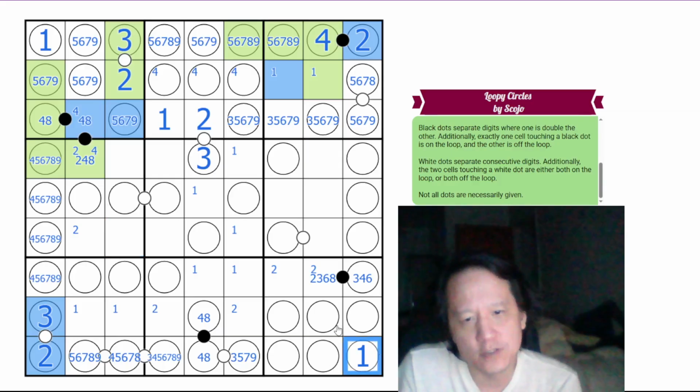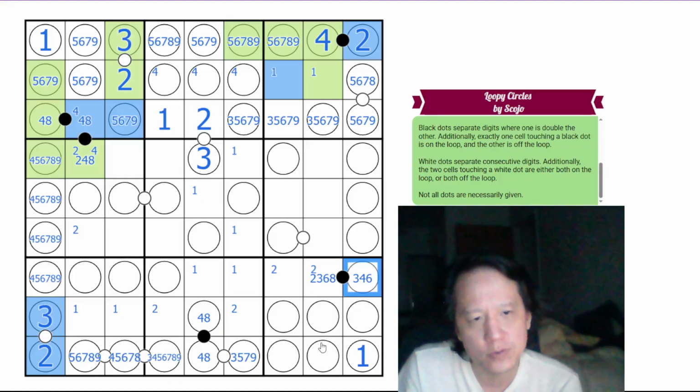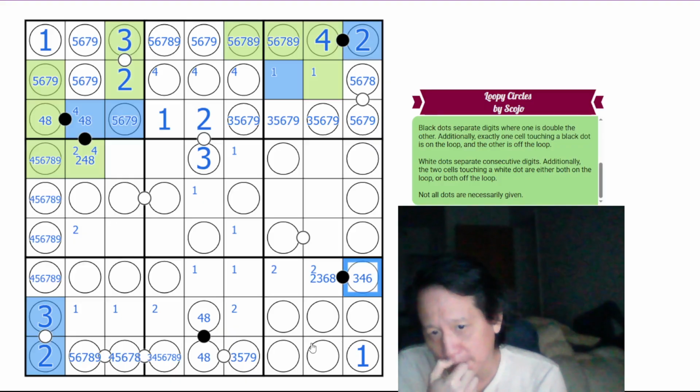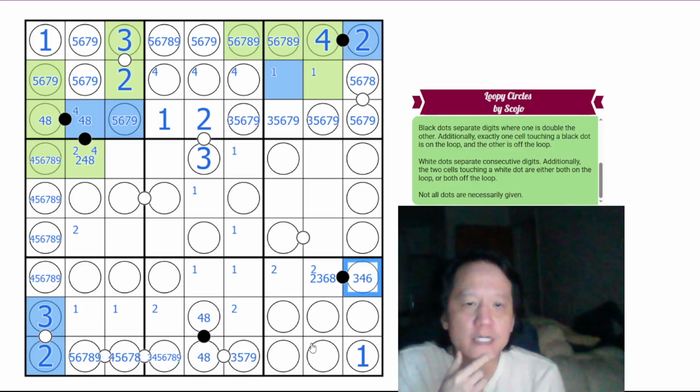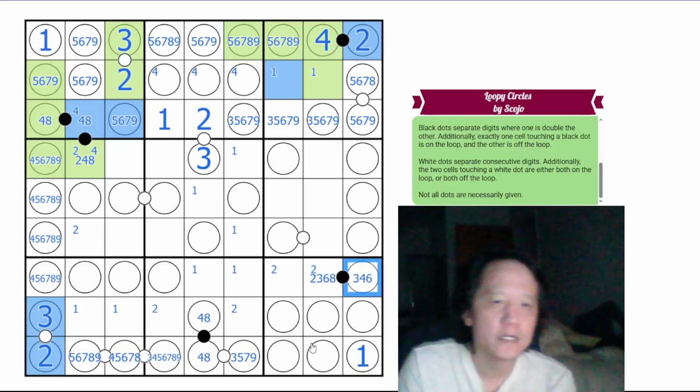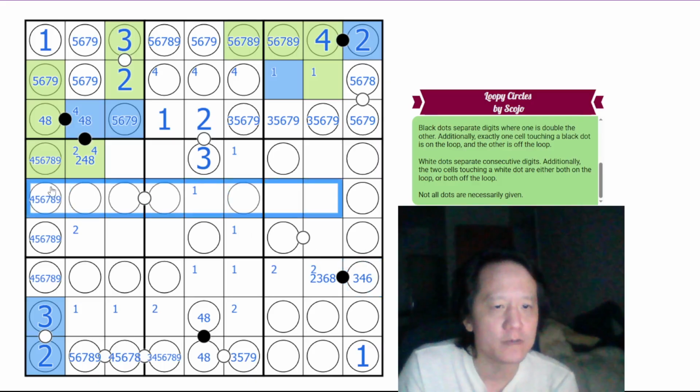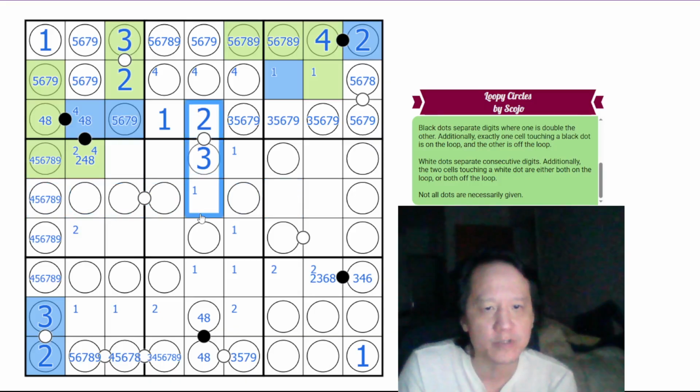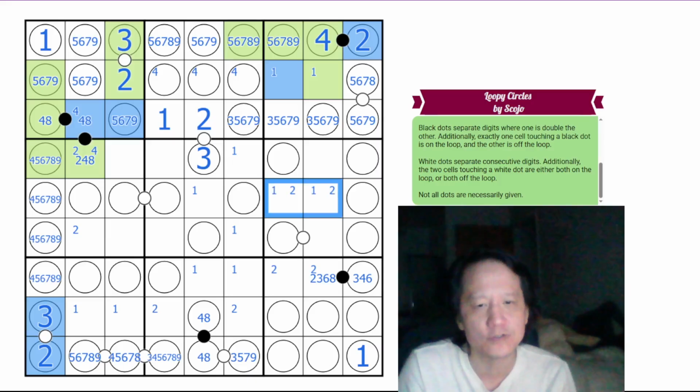If 1 is on the loop here, it would have to go through here and then go that way. So then this would be on the loop. Okay. Oh, where's 2 in row 5? Can't be on the circles. Can't be here because of 2 in the column, so it has to be one of those 2 digits here.